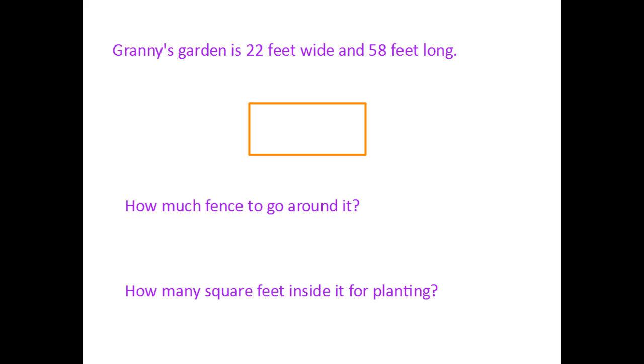Granny's garden is 22 feet wide and 58 feet long. Apparently it's a rectangular shaped garden, and we have 2 questions we're trying to find the answer to. How much fence to go around it, and how many square feet inside it for planting. First thing that I would want to do is put the numbers on Granny's garden. Since 58 is bigger, I'm going to put the 58 on the long sides, and put the 22 on the two short sides.